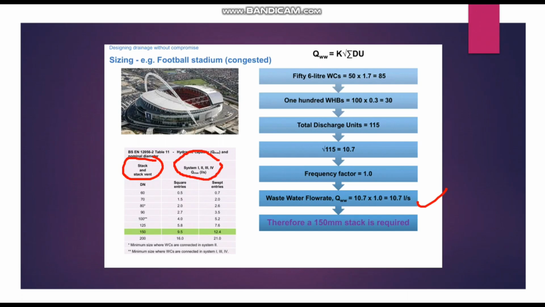Here we have two categories: one is the square entry, one is the swept entry. I am going to explain in detail when to use what, what is recommended and what is not, for which fittings, horizontal discharge and vertical discharge. We will see all of it in the coming class. Don't worry about that. For the time being, we will go with swept entries, since square entries are a rare case. That means up to 12.4 liter per second we can use this pipe, so for 10.7 liter per second we can go with 150 mm diameter stack piping.